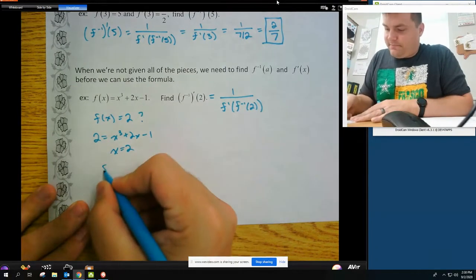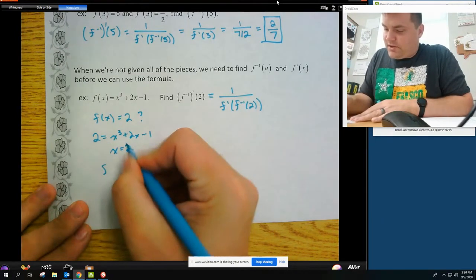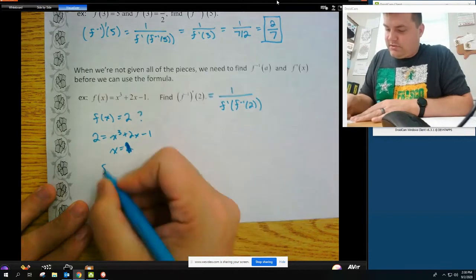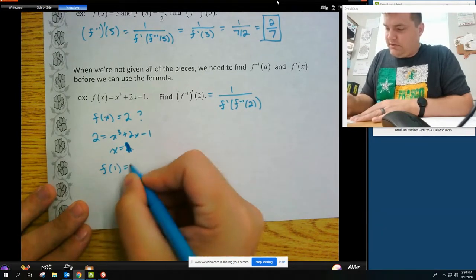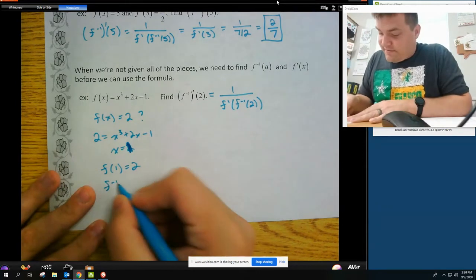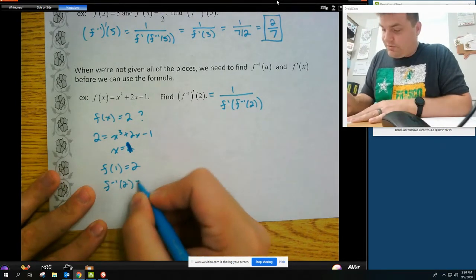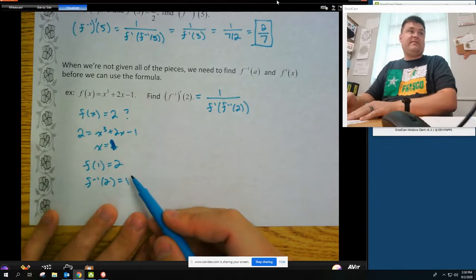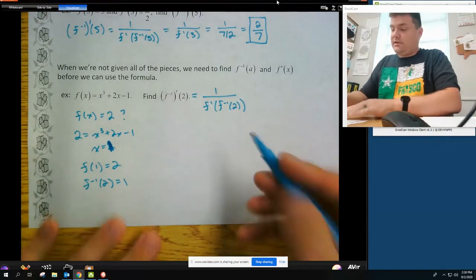So, sorry, x is not 2, it's 1. I just said 1 and I wrote 2. So f of 1 is equal to 2. So what does that mean? f inverse of 2 is equal to 1. Now let's take this information and bring it right over here.